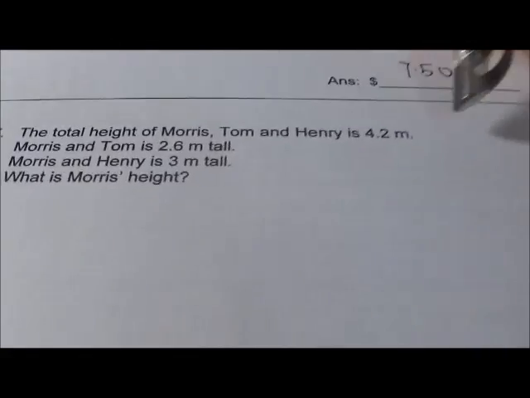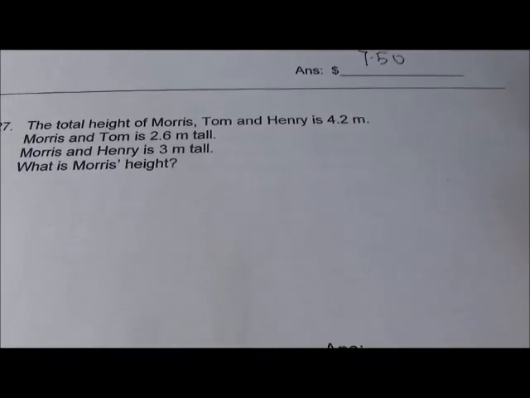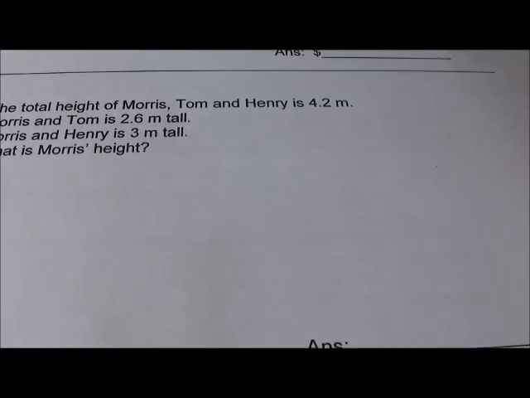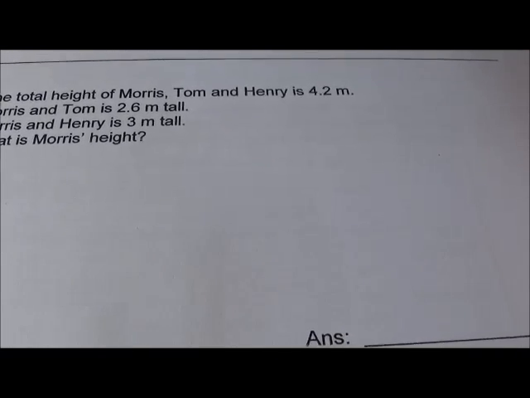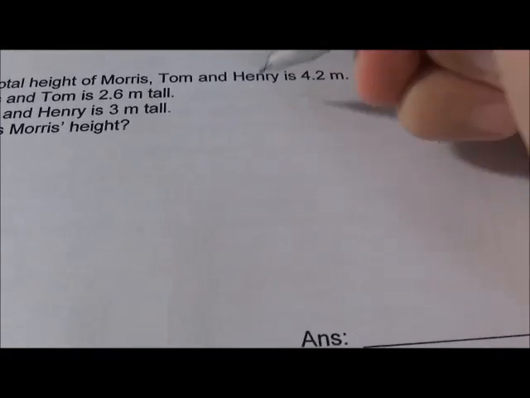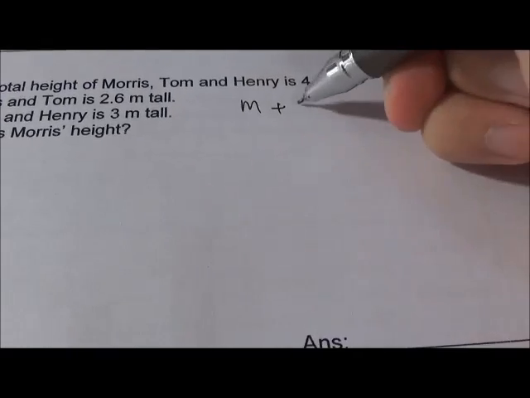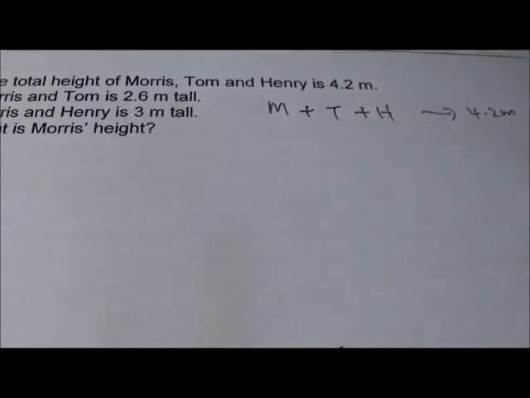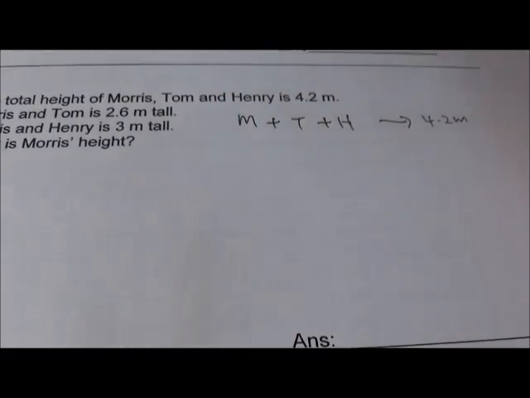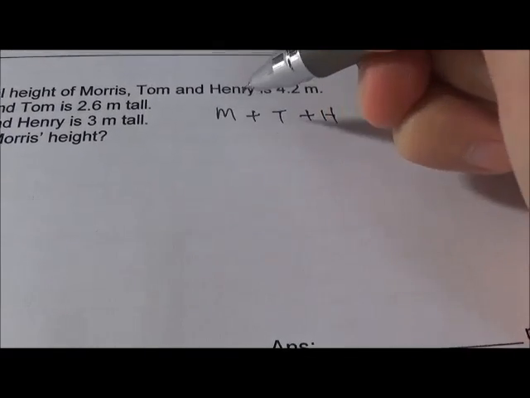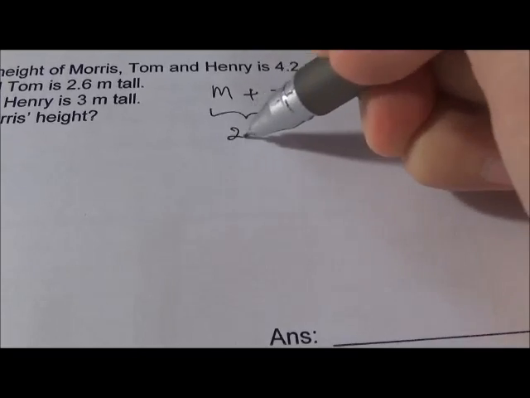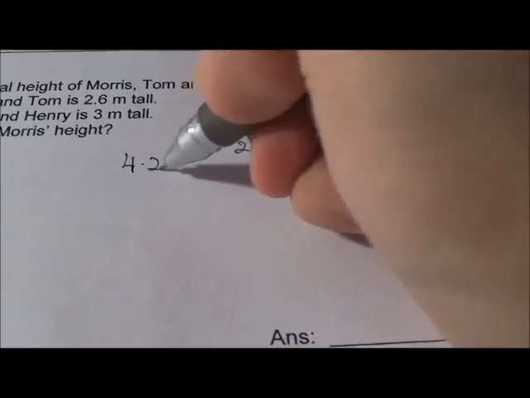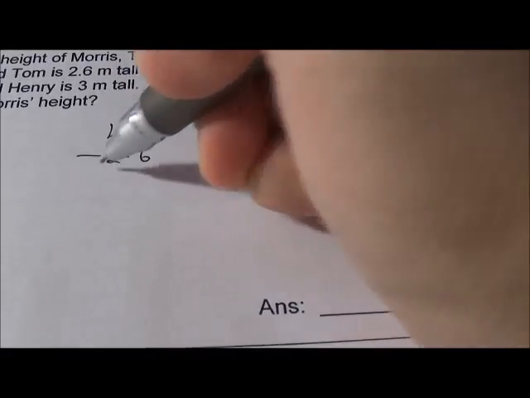Okay, we move down to the next one, question 27. The total height of Maurice, Tom and Henry is 4.2 meter. Maurice and Tom is 2.6 meter, Maurice and Henry is 3 meter. What is Maurice's height? First of all, we have Maurice plus Tom plus Henry, this will give me 4.2 meter. Maurice and Tom is 2.6 meter. Can we find Henry? Yes. So we have 4.2 minus 2.6.